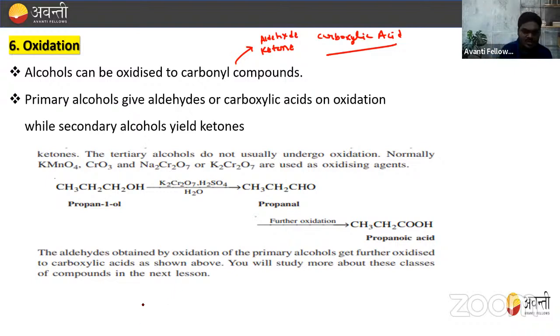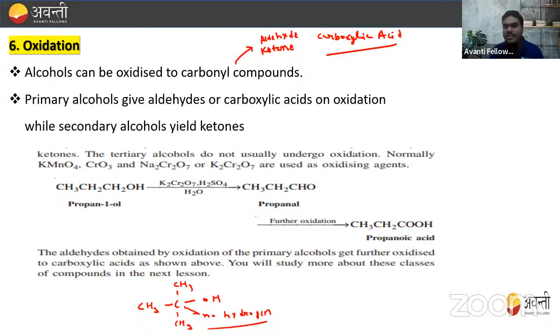If you talk about tertiary alcohol, what is its structure? For tertiary alcohol we have a structure like this. We observe that there is no hydrogen available for removal. So how will oxidation take place? So tertiary alcohol does not undergo oxidation. However, primary and secondary undergo oxidation. Primary gives aldehyde, secondary gives ketone upon controlled oxidation. Normally KMnO4, chromium trioxide, Na2Cr2O7, K2Cr2O7 are used as oxidizing agents.